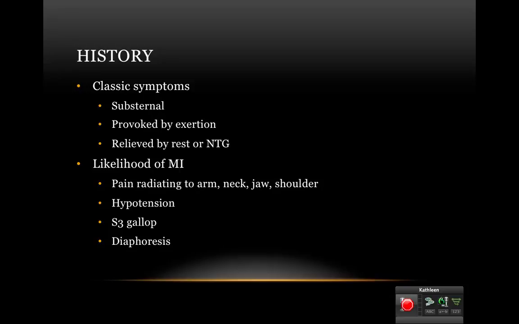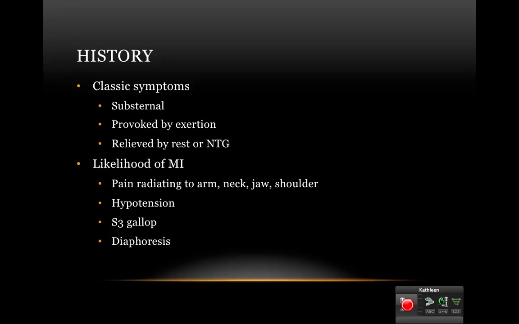Classic symptoms: substernal, provoked by exertion, relieved by rest or nitro. And that's not always. They can have relief from nitro. It doesn't mean it's not... just because they don't have relief from nitro doesn't mean it's not ischemia. Likelihood of MI: pain radiating to arm, neck, jaw, shoulder.